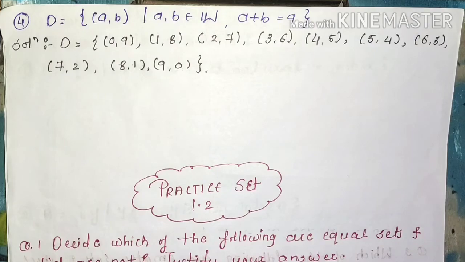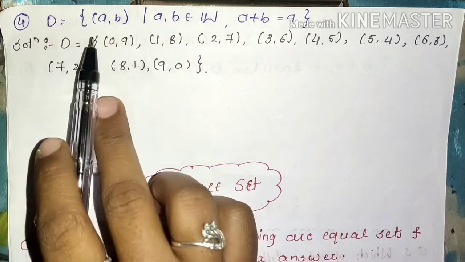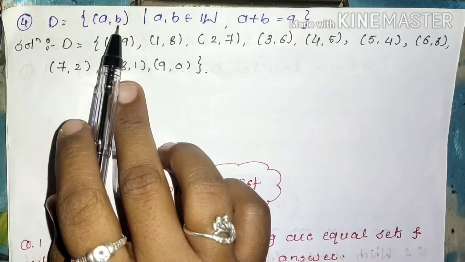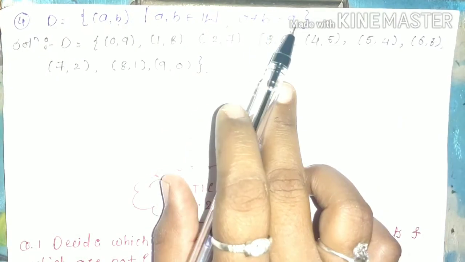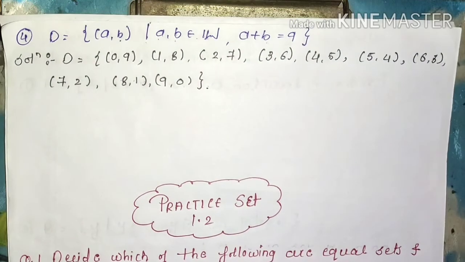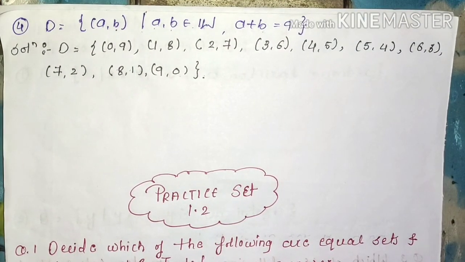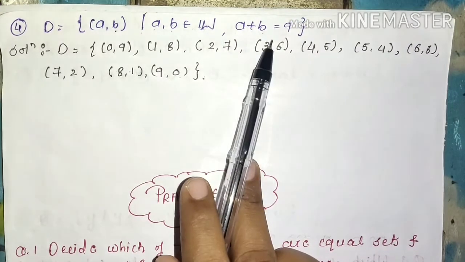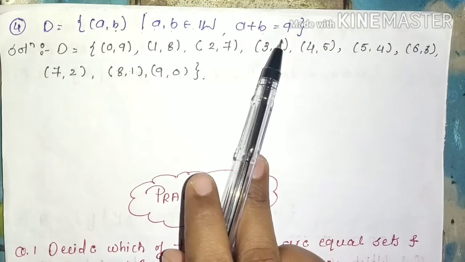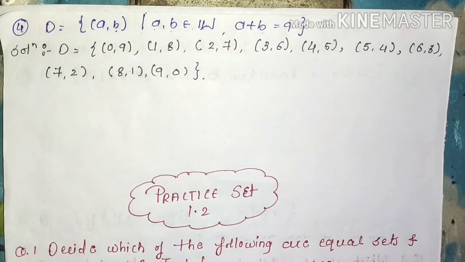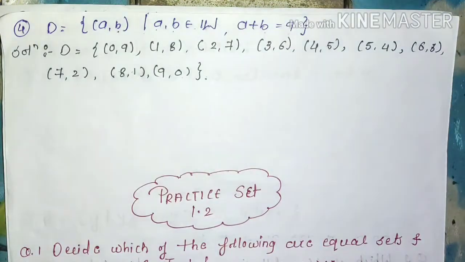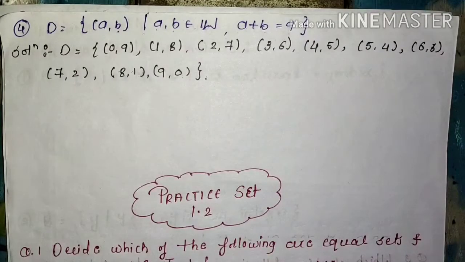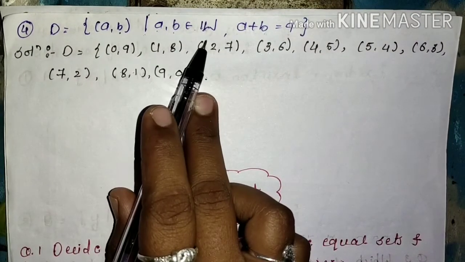Last question we have, set D. It's a set of ordered pairs (A, B) such that (A, B) belongs to W and A plus B equals to 9. That means we have to find ordered pairs in which A and B both belong to W, that is whole number, and A plus B equals to 9. The addition of A and B equals to 9. So that means हम लोग को ऐसा ordered pair चाहिए जो addition दे 9 and both the numbers A and B should belong to W.